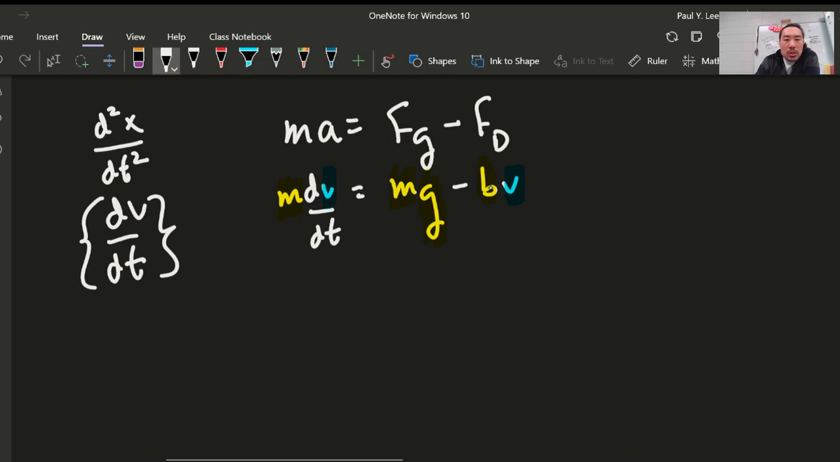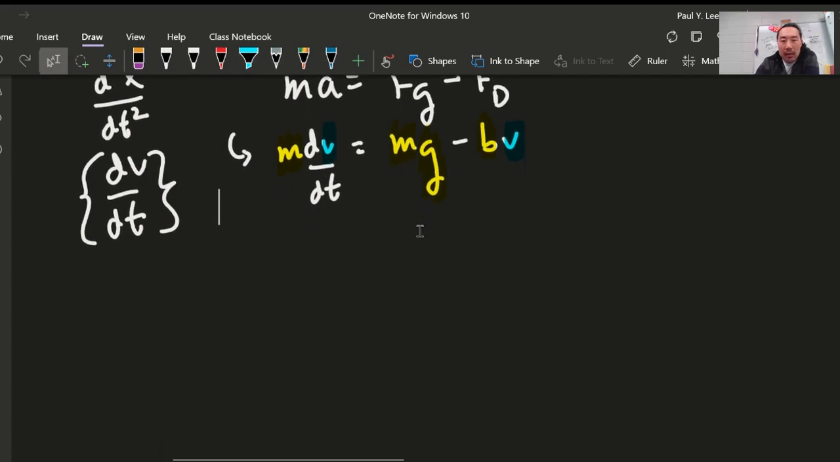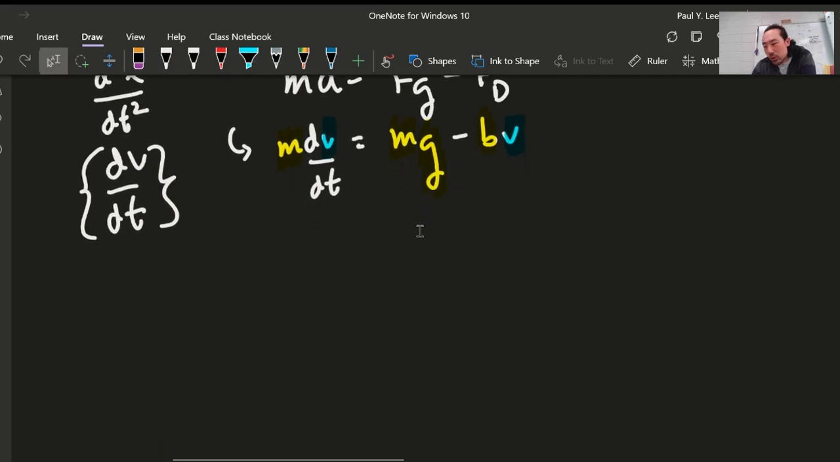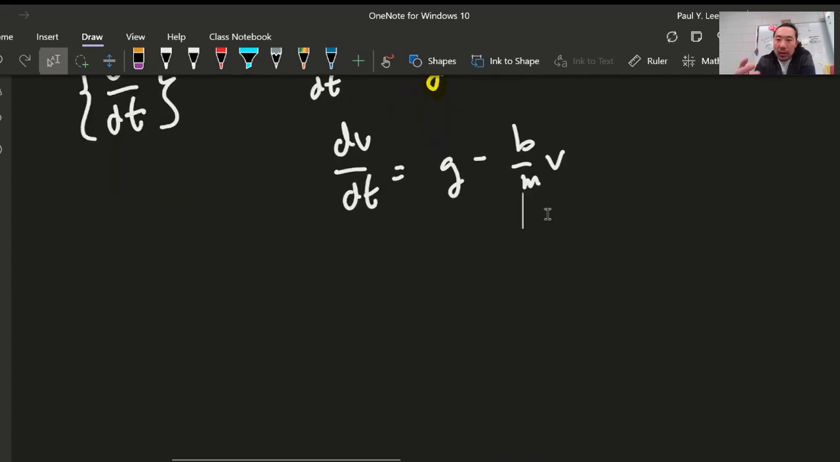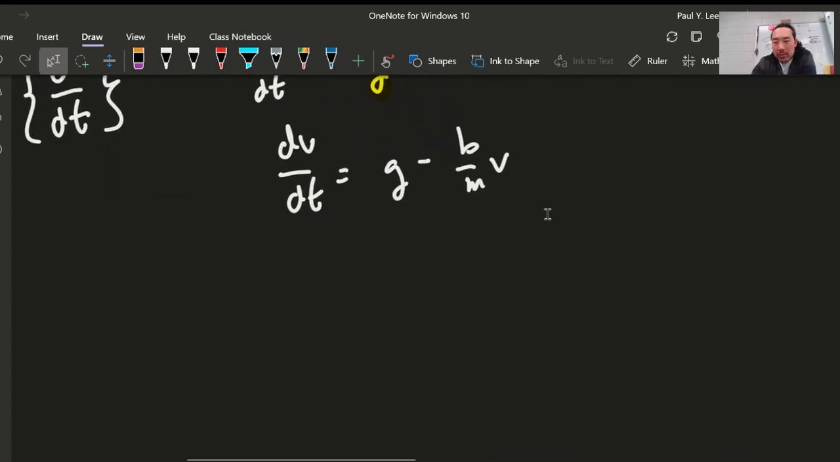Okay. So if it asks for a differential equation, this is fine, but I'm going to clean it up a little bit so that we just have dv over dt is equal to the remainder. And what that looks like is dv over dt is equal to g minus b over m times v. All right, so getting to that point, it's fantastic if you can follow along the mathematical steps there.